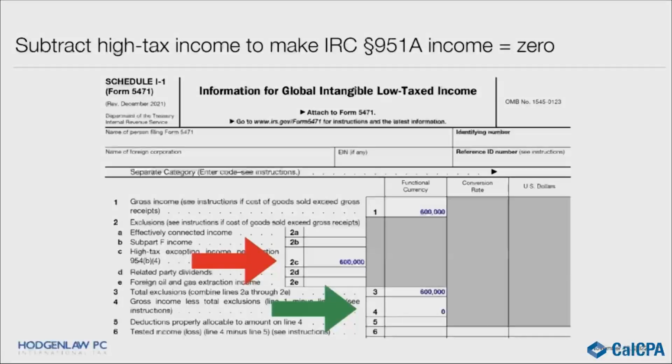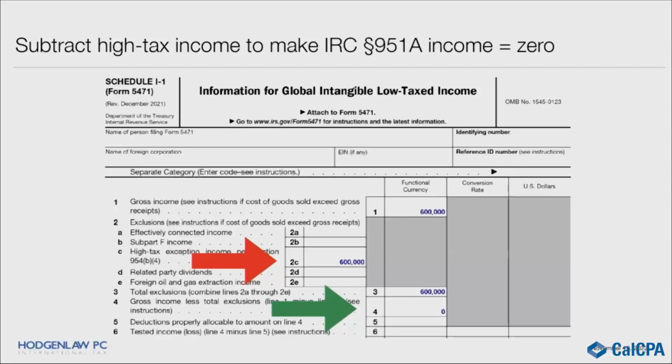So here we go back to Schedule I-1 from Form 5471, and you can see the impact here of choosing the high tax exception on line 2C. We start with the same $600,000 of gross income, and from that gross income, you exclude all of the gross income that's subjected to a tax rate higher than 18.9%. And in our case, it's all of it.